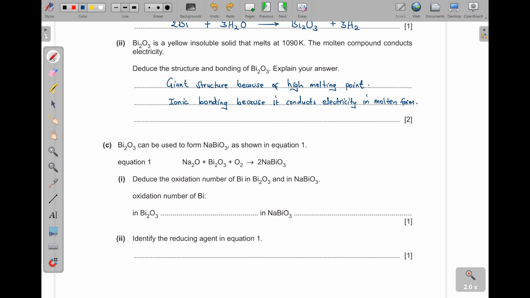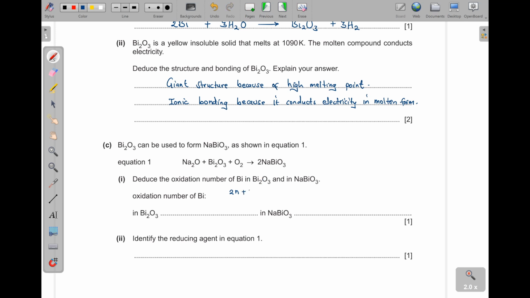Then part C. Bismuth oxide can be used to form sodium bismuthate, as shown in equation 1. This is the one here. Deduce the oxidation number of bismuth in bismuth oxide and sodium bismuthate. Oxidation number of bismuth in this one is which one, and also here. Now let's see what is happening here. I'm going to look at this one here. I don't know the oxidation number of bismuth. Let's say it is N. So since there are 2, I'll put 2N.